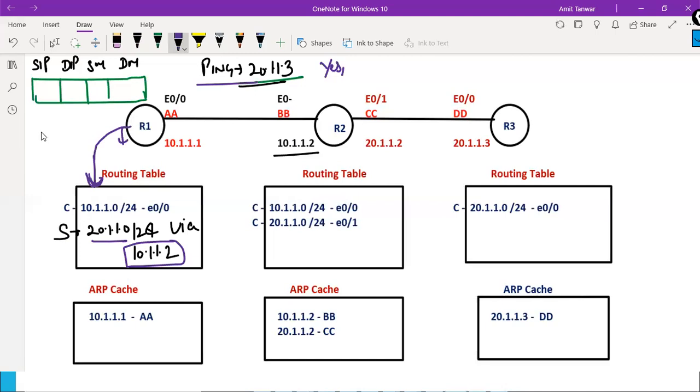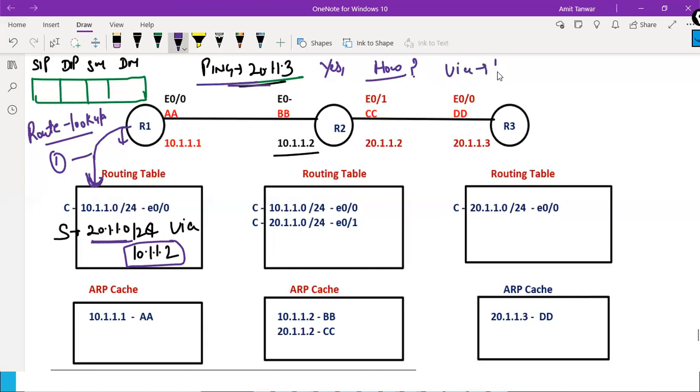That concept is known as route lookup. So this is the first route lookup, and it is looking for the network. Do we have reachability? The answer is yes, we have. After that, the question is how: how can you reach there? The answer is via 10.1.1.2. Okay, that's fine.